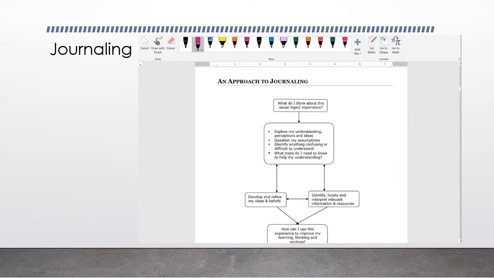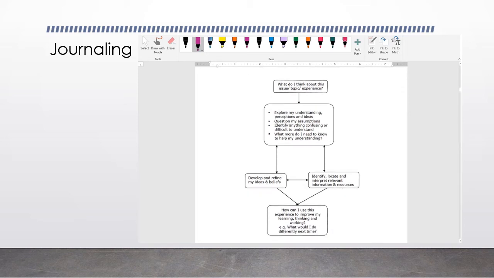Look at the chart together with your group and think about the approach that you are going to be using when journaling. Remember, there's always a topic or issue that you're responding to. You should have explored your own understanding, but you also should question your assumptions. Think about whether there's information that you need clarity for. Is there more information that could be useful for your understanding?